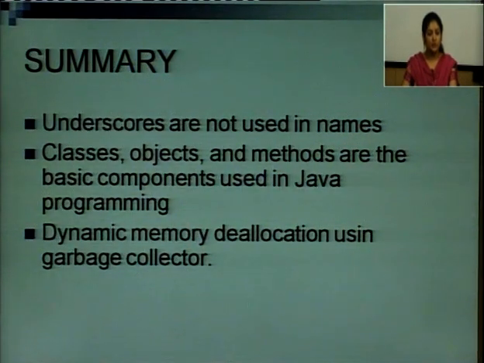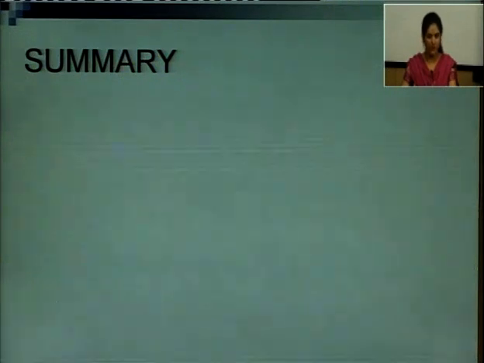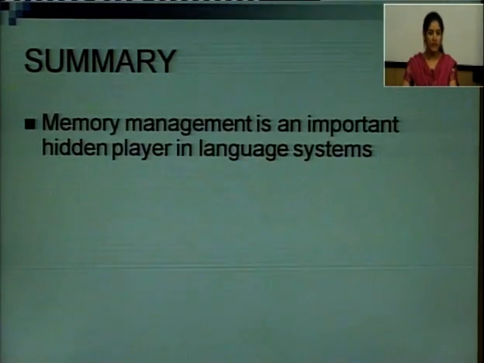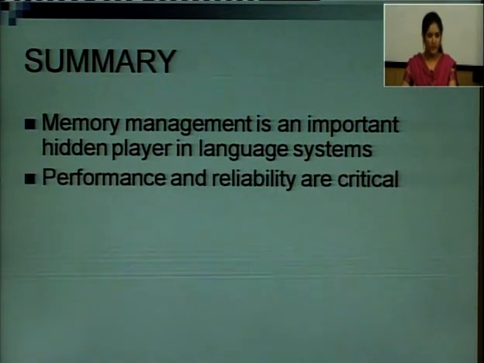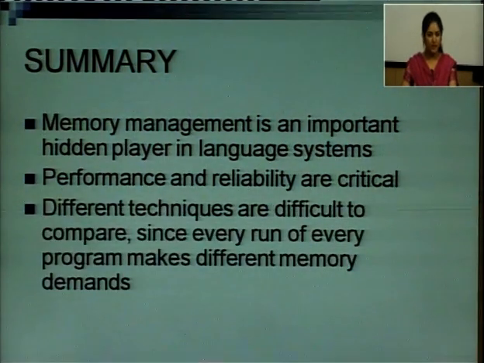Java uses dynamic memory deallocation by using a garbage collector. It will deallocate the memory automatically whenever an object is not used for a long time. Memory management is an important hidden player in language systems because performance and reliability are critical. Different techniques are difficult to compare since every run of every program makes different memory demands.